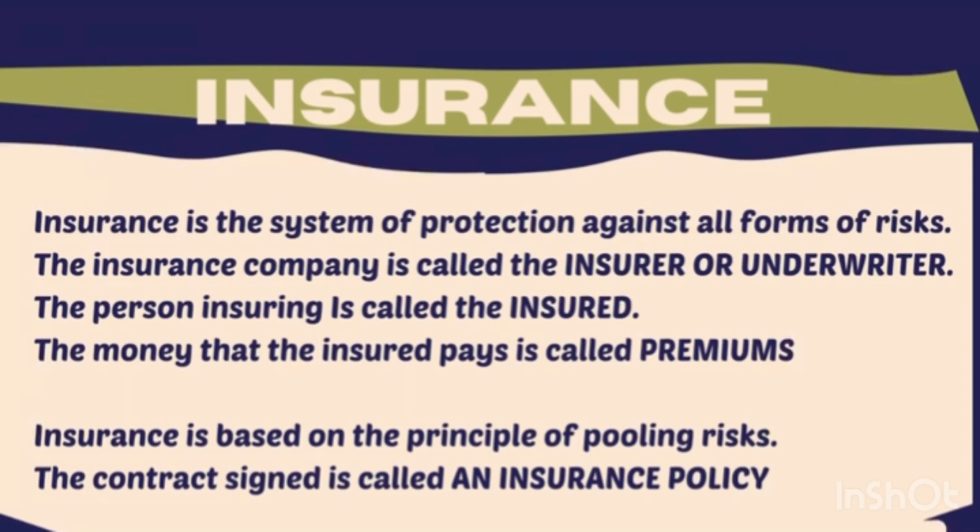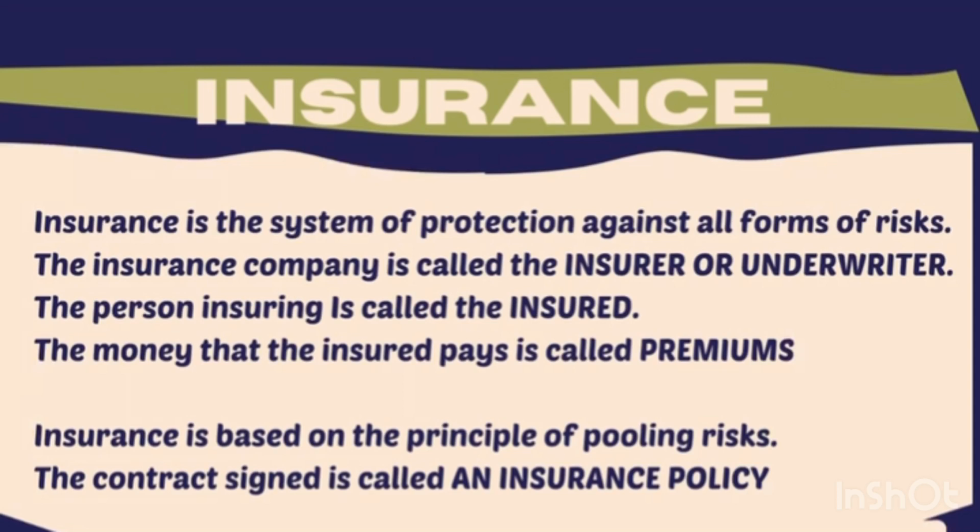Now, there are two parties here. We have the insurance company and you, the person looking for the insurance. The insurance company is called the insurer or the underwriter, whereas the person insuring is called the insured. You have to know these terms because we'll be using them over and over again in this topic. The money that the insured pays to the insurance company is called the premiums.